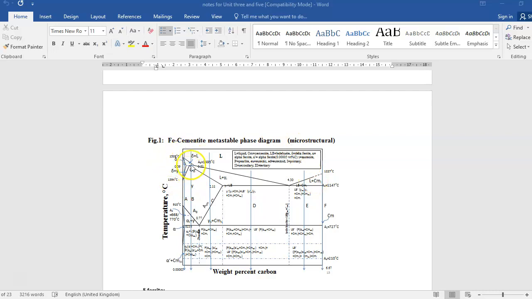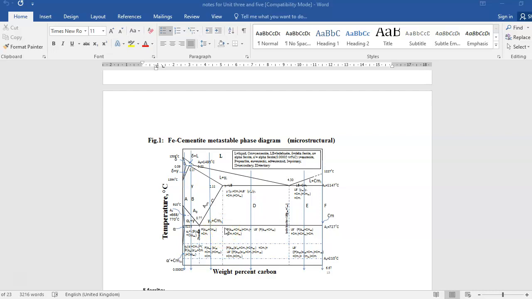Then we can plot all the points together, and this straight line is known as the peritectic reaction. One solid reacting with one liquid gives another solid. One liquid on decomposition gives austenite plus cementite, two solids; one liquid giving two solids is known as the eutectic reaction. One solid on decomposition giving two solids, that is ferrite plus cementite, is known as the eutectoid reaction.